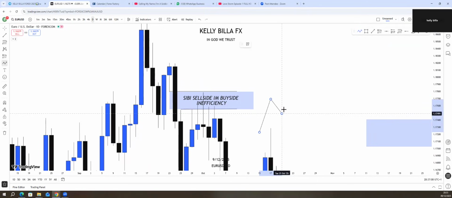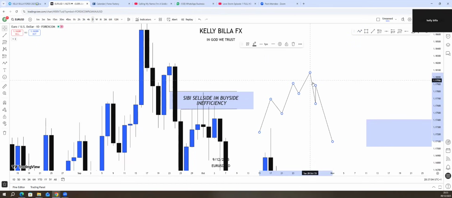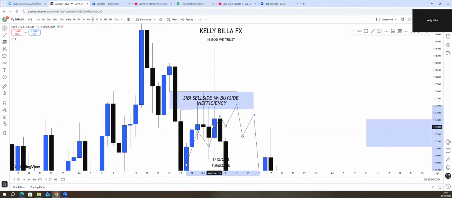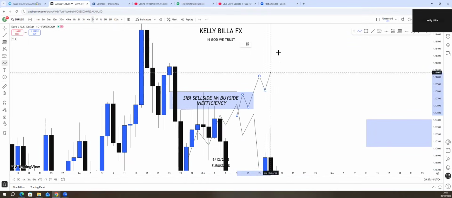Wait for price to make its way to that fair value gap, and then if you see a switch in direction from this uptrend to a downtrend, then it means that this fair value gap is valid. But then if price gets to this fair value gap and you keep seeing uptrend, what does it mean? It means that price has violated this key level or this fair value gap.